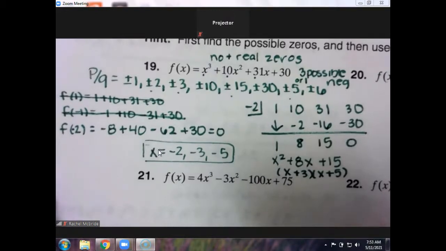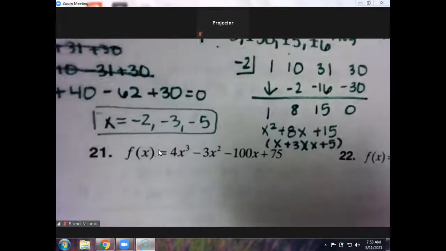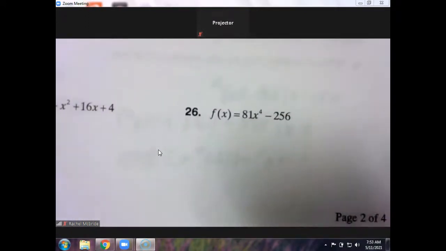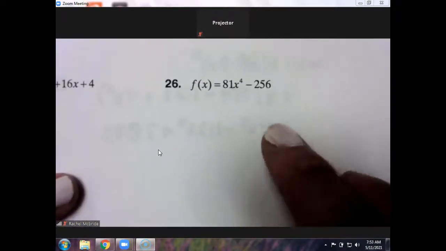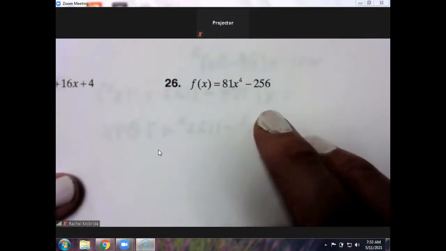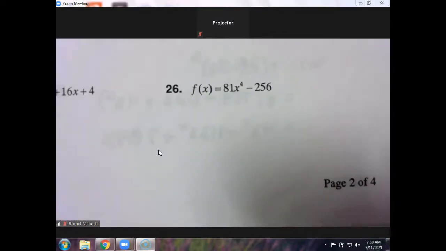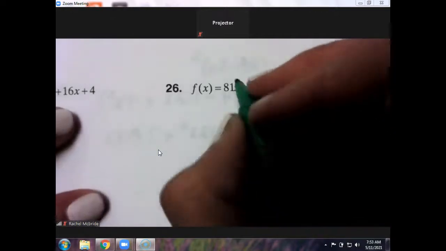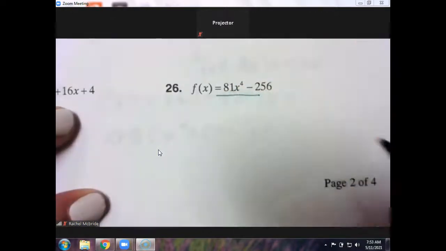So we could look at another example. I really like, for example, number 26. To me, this is a quartic that becomes kind of like a quadratic. So you have 256, which is a perfect square. You have 81, which is a perfect square. We know that we have a sign change from here to there.